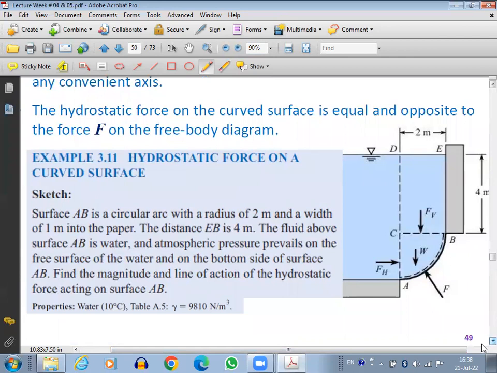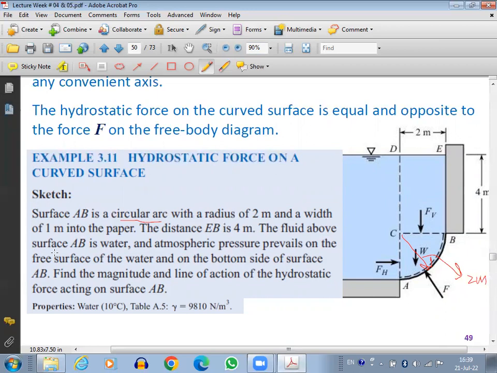Okay, let's first read the problem statement. We have a surface AB. This is the surface AB. It is a circular arc with a radius of 2 meters. So the radius of this arc is 2 meters. And it has a width of 1 meter into the paper, in the Z direction. So it's basically like this. It's circular, but if you look from here, it's 1 meter into the paper.